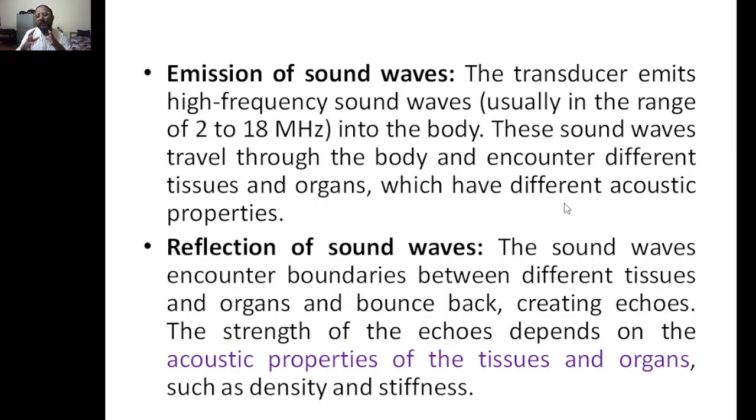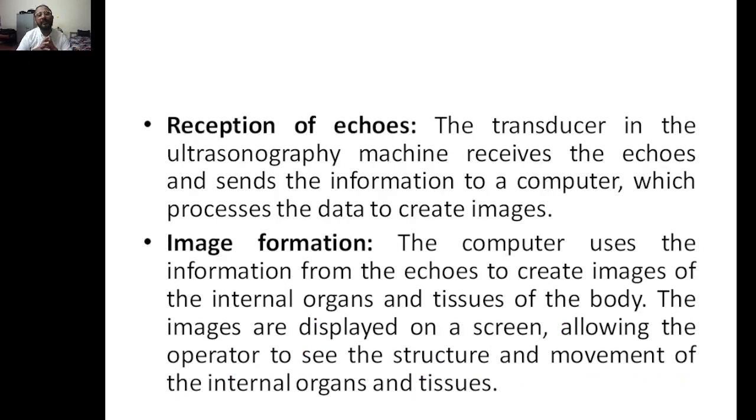So how will we identify these echoes, and which kind of structure they belong to? Because every organ or tissue in our body has different acoustic properties. So if I send these waves to the liver, the waves I get back are different from those of other parts of the body, because acoustic properties differ based on density and stiffness. Next, reception of echoes.